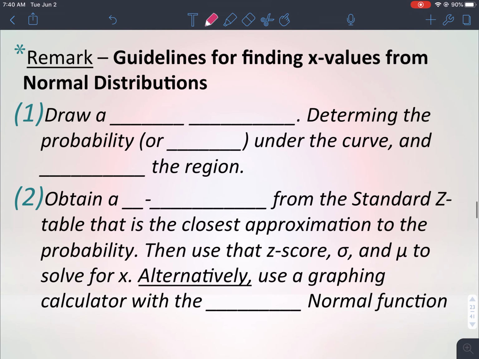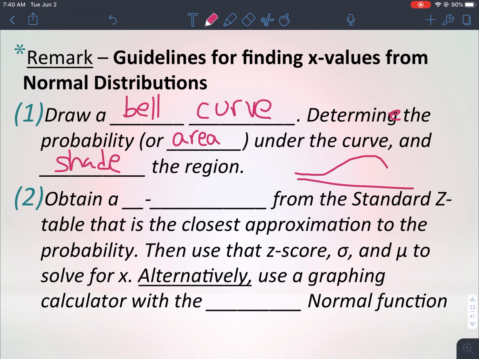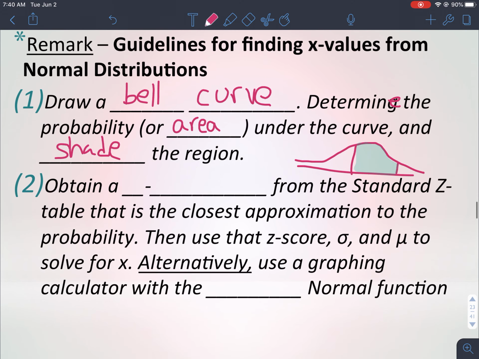Here are some guidelines for finding x values from normal distributions. Draw a bell curve. That's one of the first things we always want to do. Determine the probability or area under the curve, and then shade the region. Just as a quick little example, you're going to have some sort of shaded region. And that's going to be a probability, say 68% or 0.68, something like that.